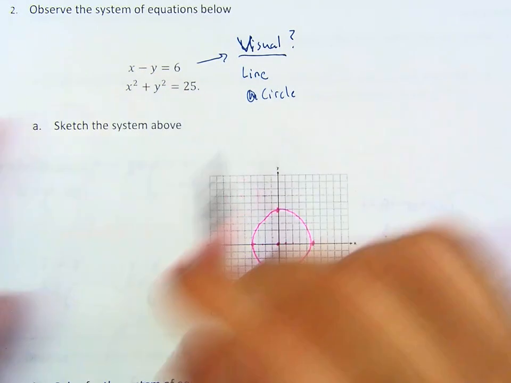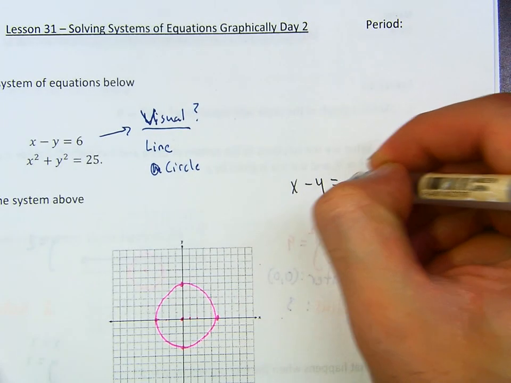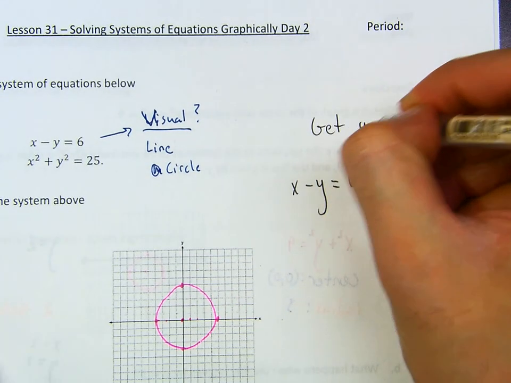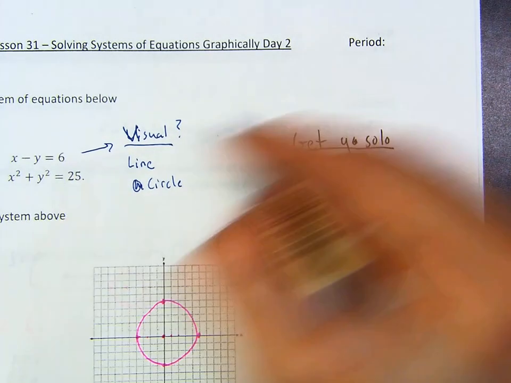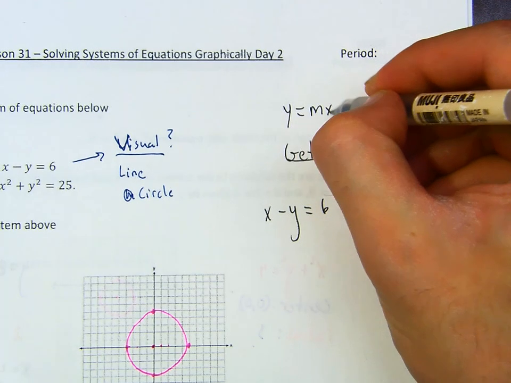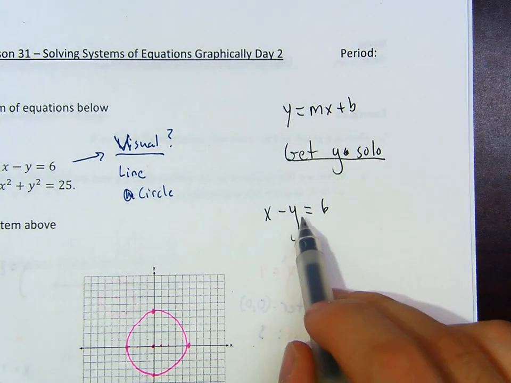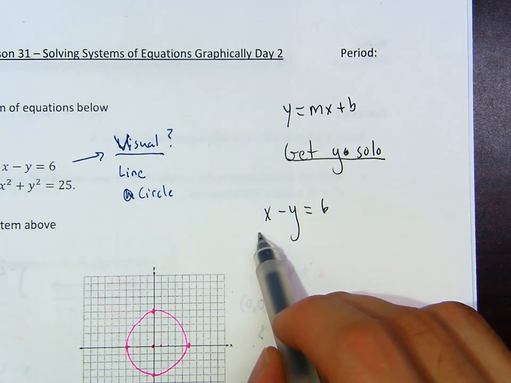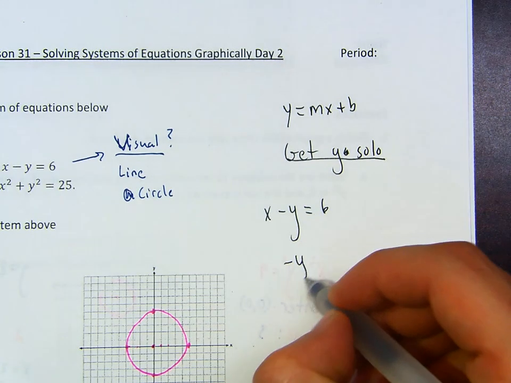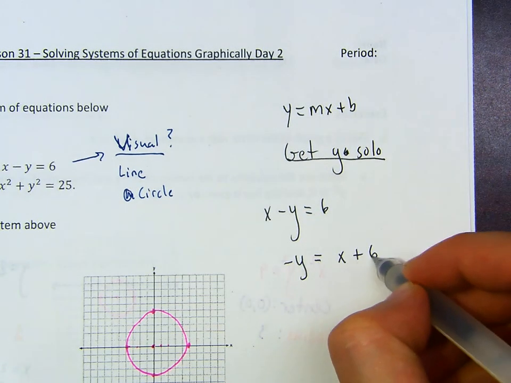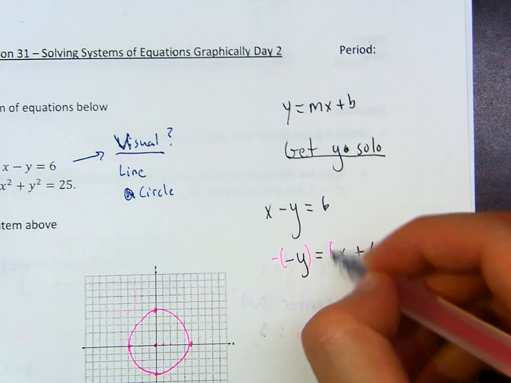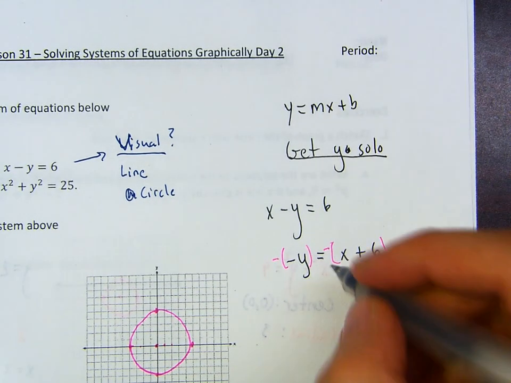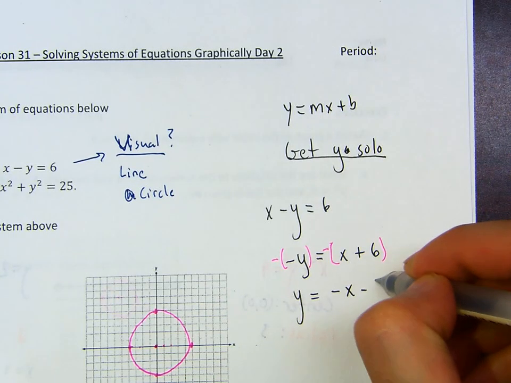Now, what does this line look like? Notice that if you have x minus y equals 6, you have to get y solo, because how do you want to represent your equation of a line? You want it in y equals mx plus b. So how do you get this to look like y equals mx plus b? Add x, so negative y equals x plus 6. And then what do you do? Multiply both sides by negative 1. And now you have y equals negative x minus 6.